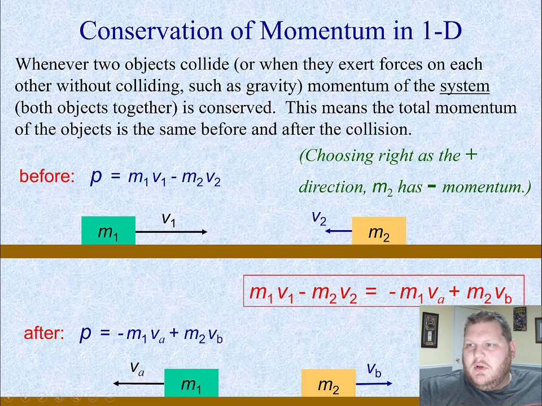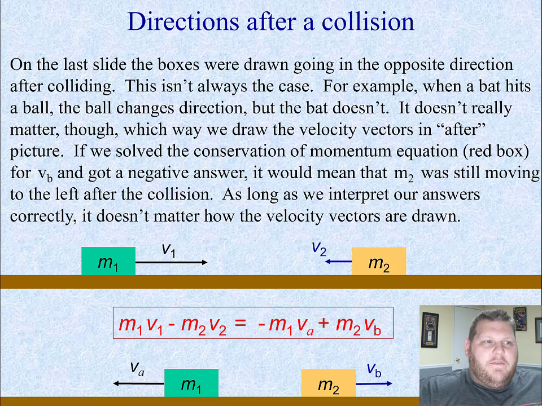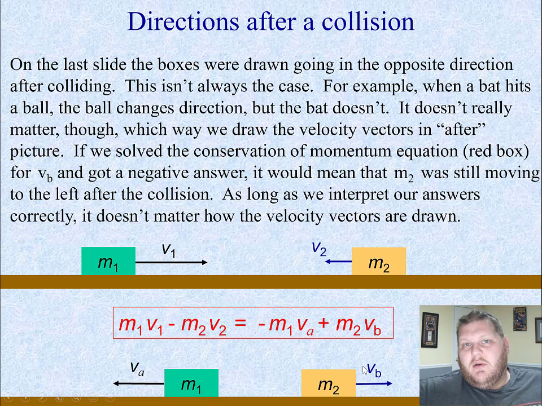So let's get into it a little bit further. In the last slide, we were drawing the opposite directions, but this isn't always the case. In the situation as drawn, you would predict that after they interact, mass 1 now has a negative velocity and mass 2 has a positive velocity because it's going to the right.